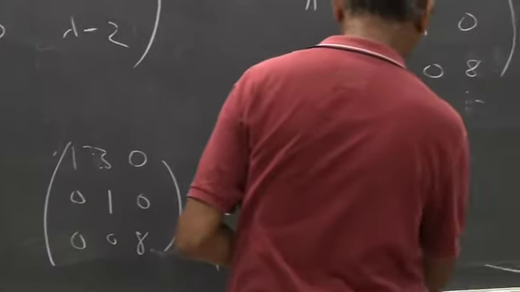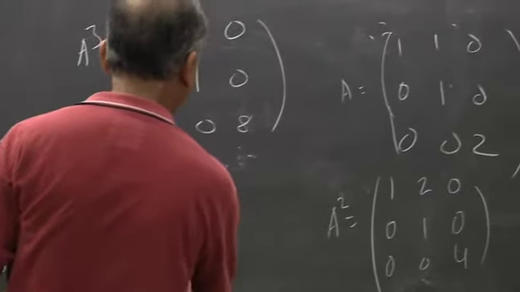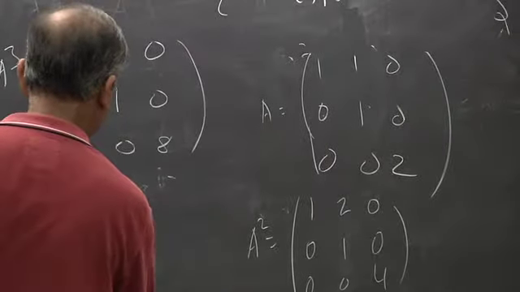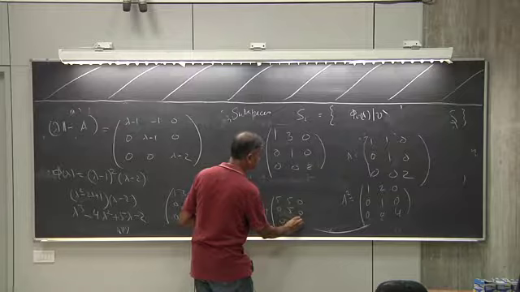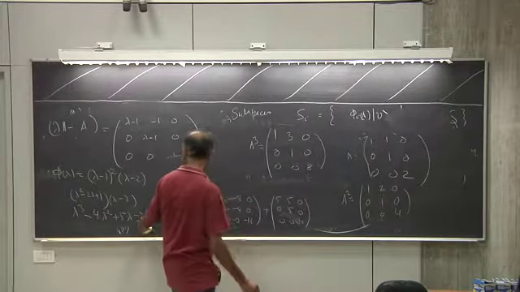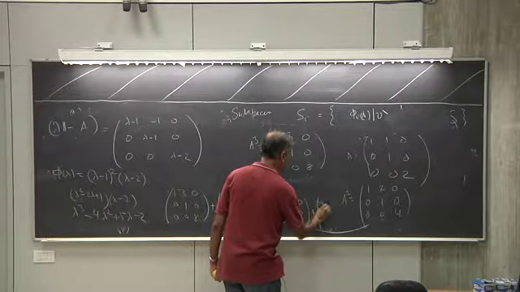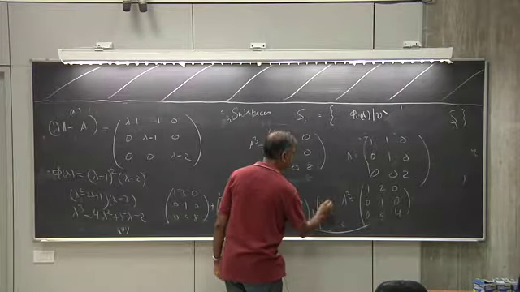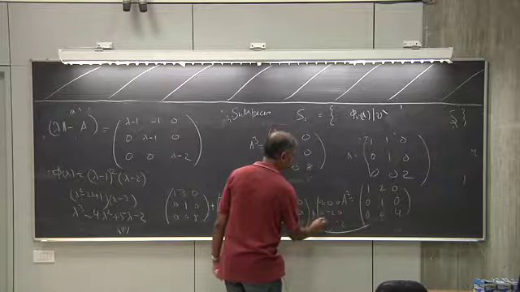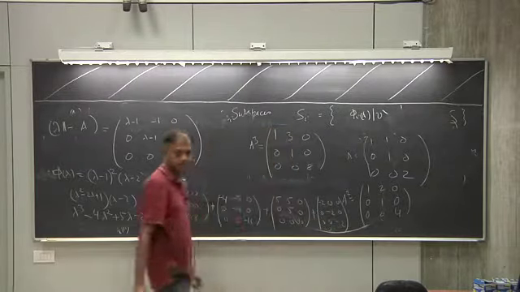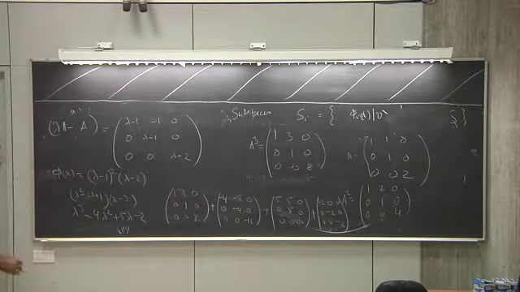Then plus 5 lambda, so plus 5 times A. So plus 5, 5, 0, 0, 5, 0, 0, 0, 10. And then minus 2 times identity. So minus 2, minus 2, minus 2, 0, 0, 0. Right? So let's see if it adds up, if I've not made a mistake.